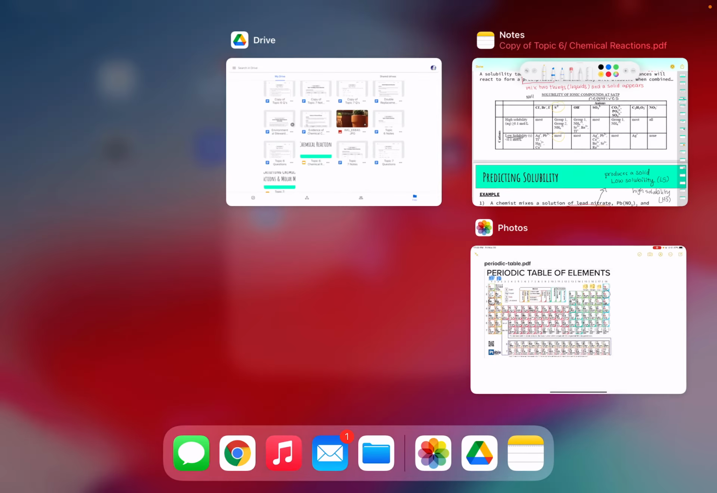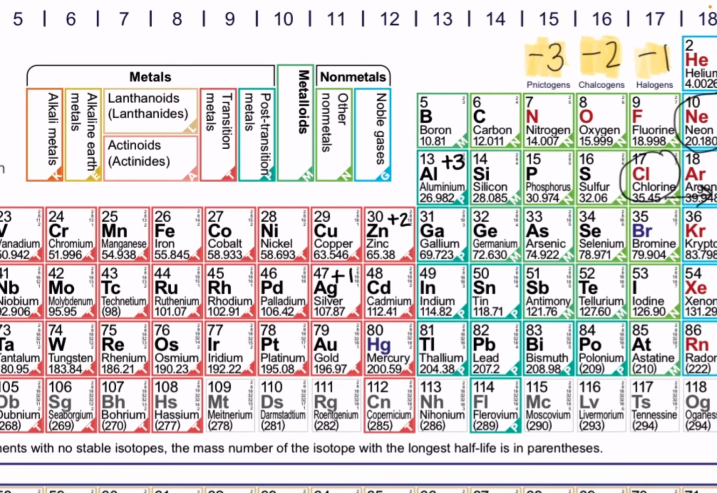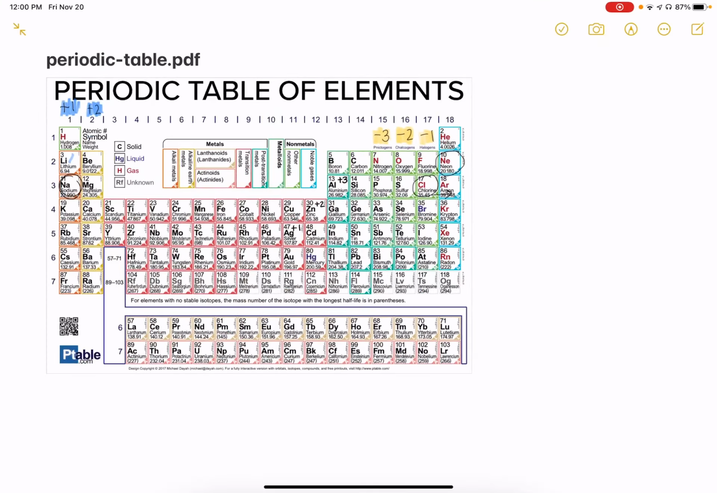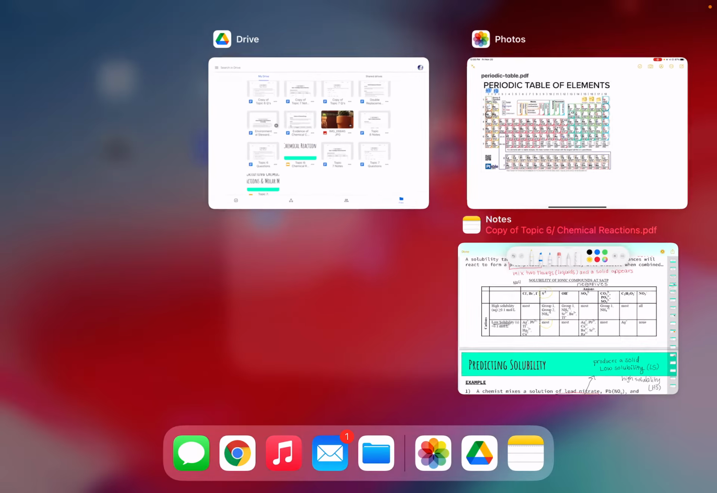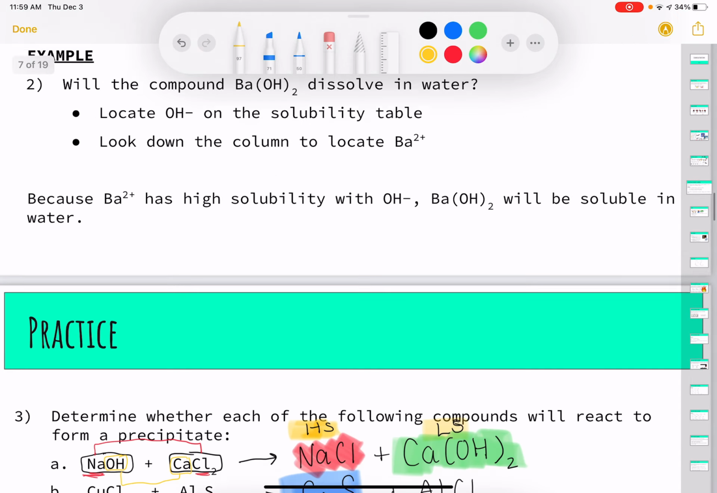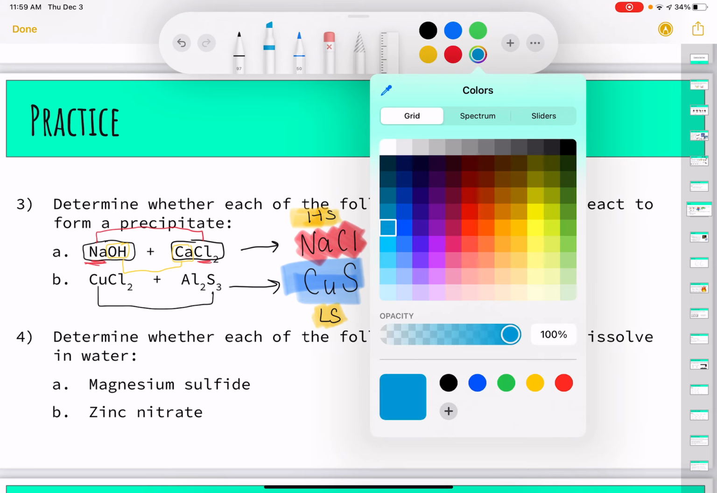I can show you where copper is. It's in group 11, right? Number 29. Okay, so not group 1 or group 2. So that becomes low solubility.